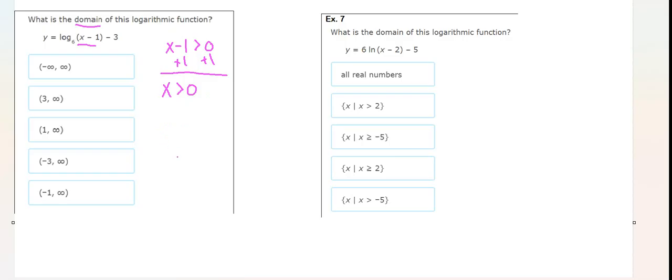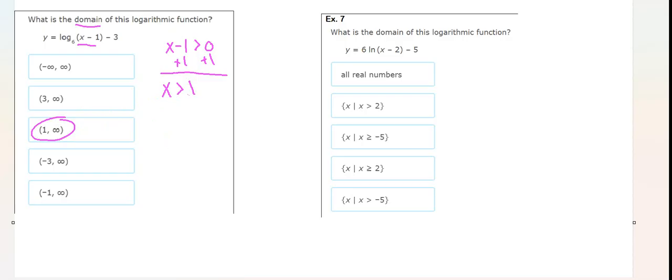Wait, one second there. I think I made a mistake. Of course, I made it 0. Oh, well, that's why the answer wasn't there. All right, so it's going to be greater than 1. But it's not equal to, so again, we have to have this parenthesis. Silly me. There we go.